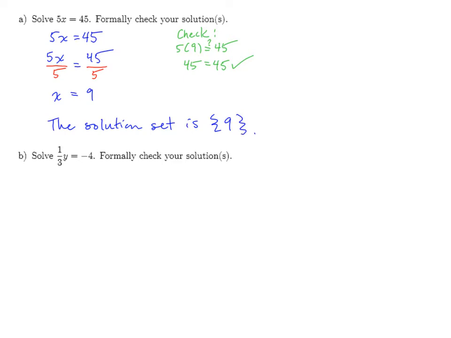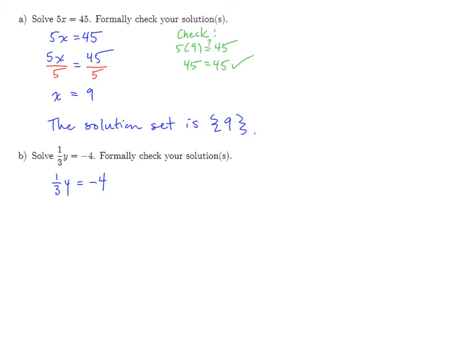In the second example, we're told to solve 1/3 y equals -4. So we want to get the variable y all on its own. In order to do so, we need to get rid of that coefficient of 1/3. One approach would be to divide each side by 1/3, but that's going to involve quite a bit of fraction arithmetic. So let's start with writing down 1/3 y equals -4.